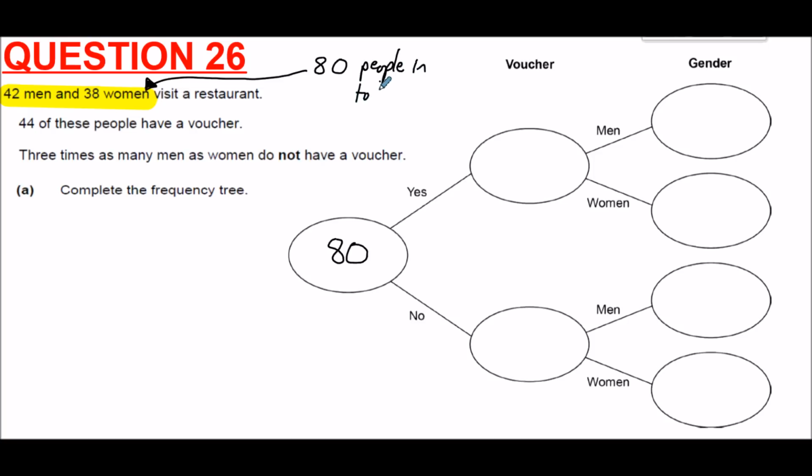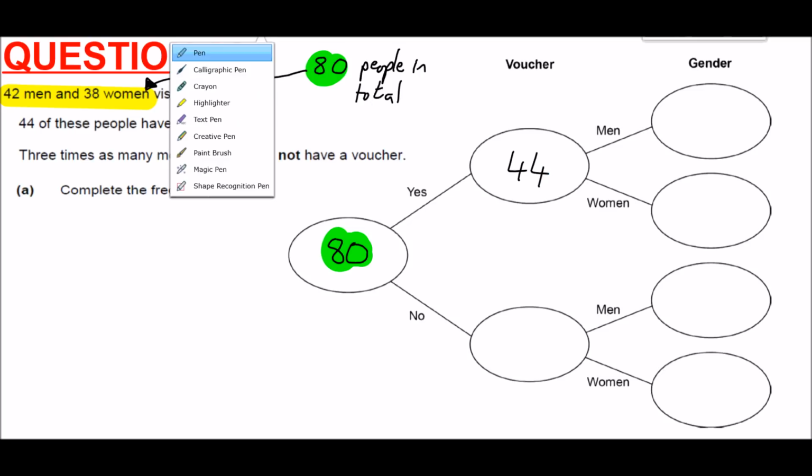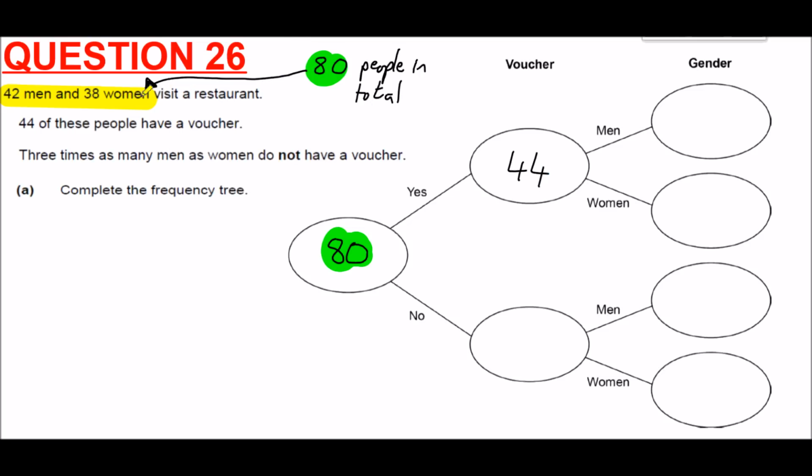So now we can read on and piece together the other bits of the question. So 80 people have a voucher, hence the 80 here. Then it says 44 of these people have a voucher. And so voucher, yes, is 44. So we can put 44 there because we're told that 44 of these people have a voucher.